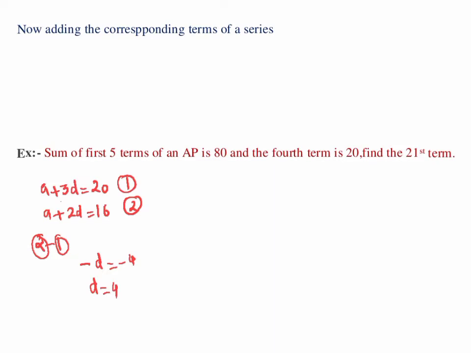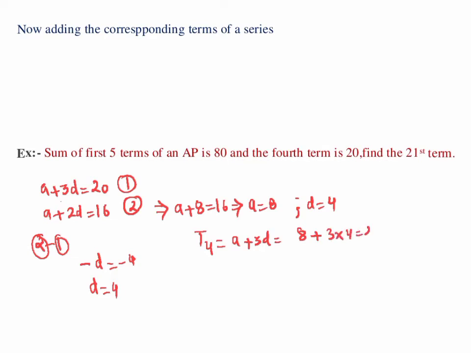Now putting D equals 4 in any equation, let us say putting in 2, we'll get how much? A plus 8 equals 16, that is A equals 8, D equals 4. Now let us cross check it. The 4th term is given as 40. So let us see if T4 we are getting 40 or not. A plus 3D, that means 8 plus 3 into 4, that is coming 20.